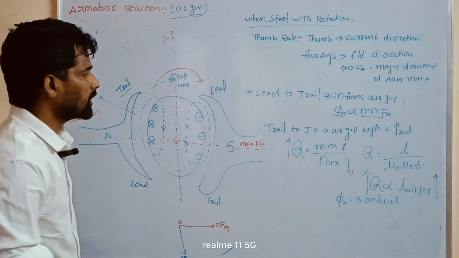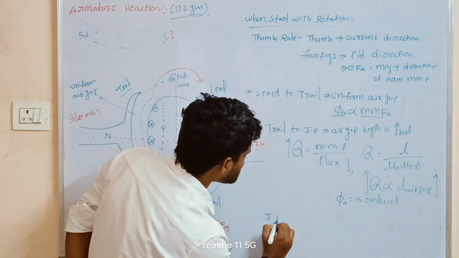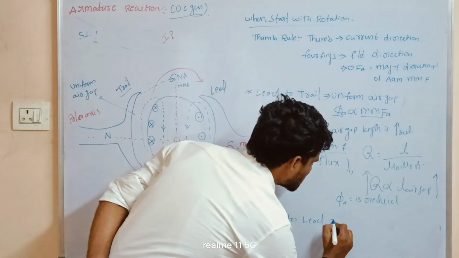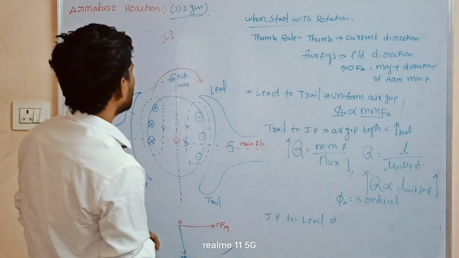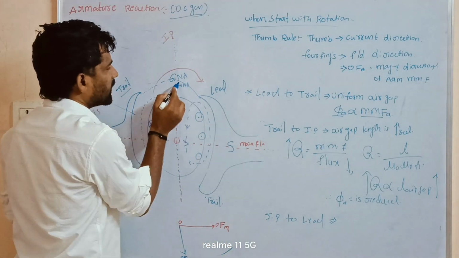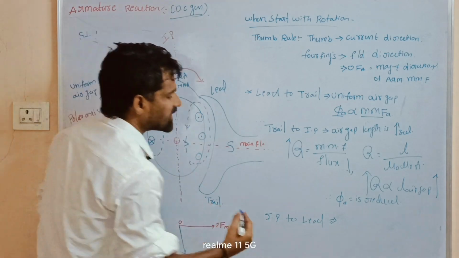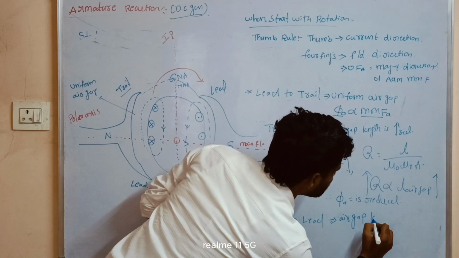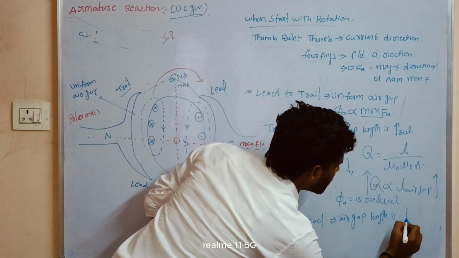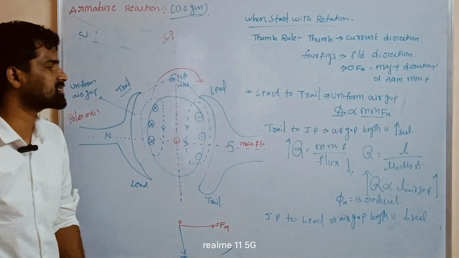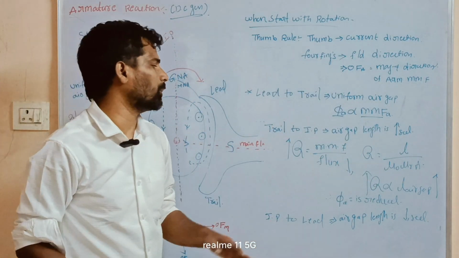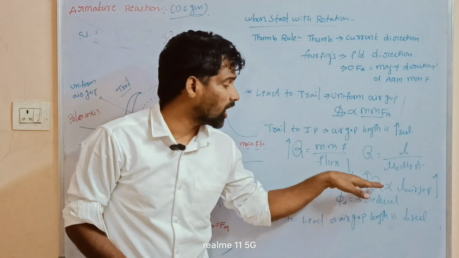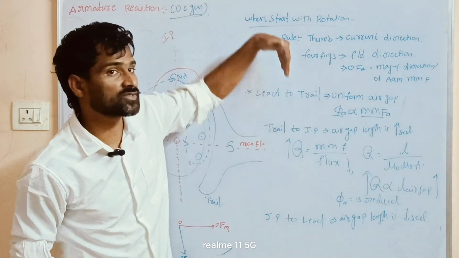Armature flux is reduced. Now, the last case: interpolar axis to leading pole tip, tail tip and lead tip. So let us take the lead tip. What happened here? From here to here, in this part, what happened? Air gap length is increased here, and here the air gap length is decreased. When the air gap length is decreased, the same condition will be applicable here. Reluctance is directly proportional to the air gap length. So when the air gap length is decreased, reluctance will automatically be decreased. Then the flux will be increased.